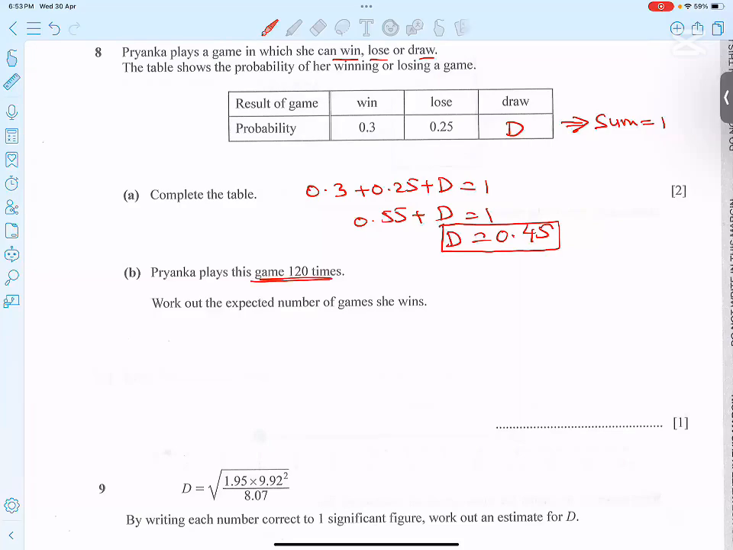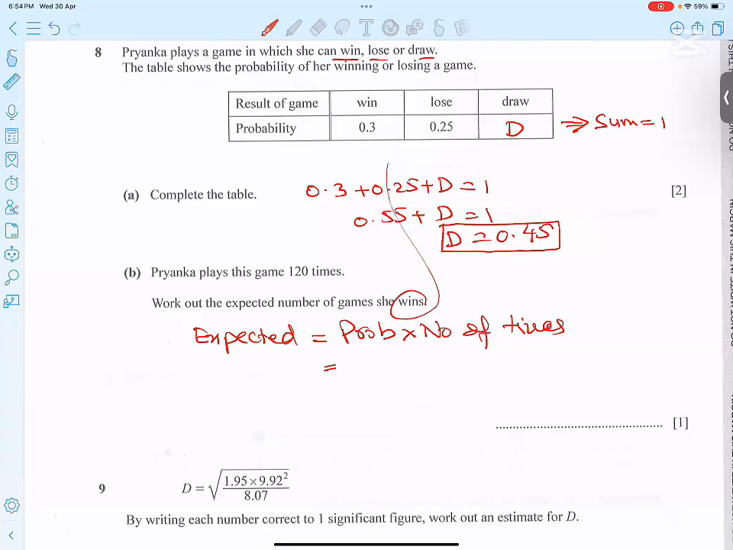P plays a game 120 times. Okay. And what is the expected number of games she wins? So what is the expected formula whenever they ask us for the expected number? The formula is probability multiplied by the number of times.